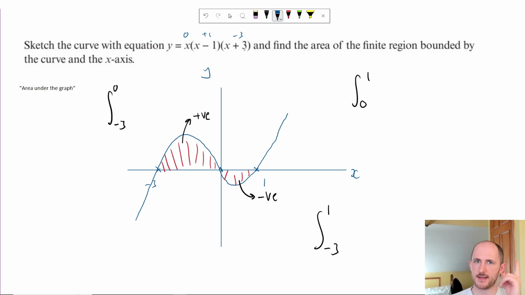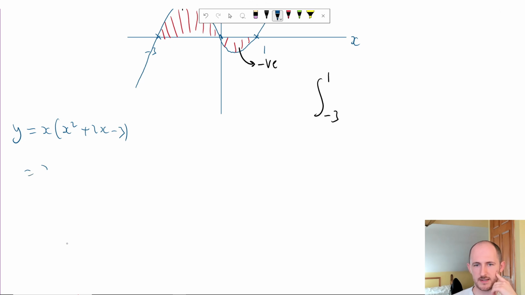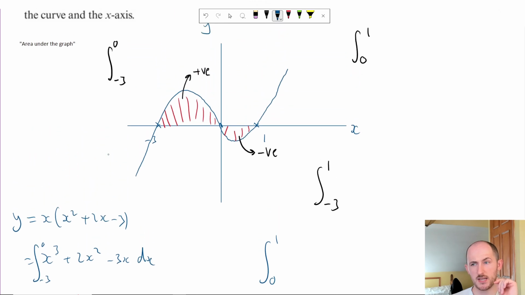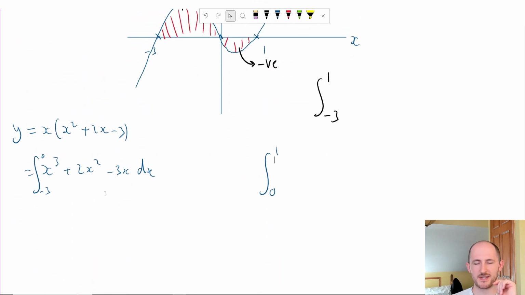We can't integrate brackets yet, so we need to expand the brackets. So what we're going to do is we're going to have y is equal to x. Expanding that, we get x squared minus x plus 3x, that would be plus 2x, and then minus 3. And expanding that one more time, x cubed plus 2x squared minus 3x. And we're going to integrate this twice, once between minus 3 and 0. I'm going to do the exact same thing again between 0 and 1. Yeah, 0 and 1, good. Ooh, spoilers. Anyways, 0 and 1. And it's going to be the exact same thing again.